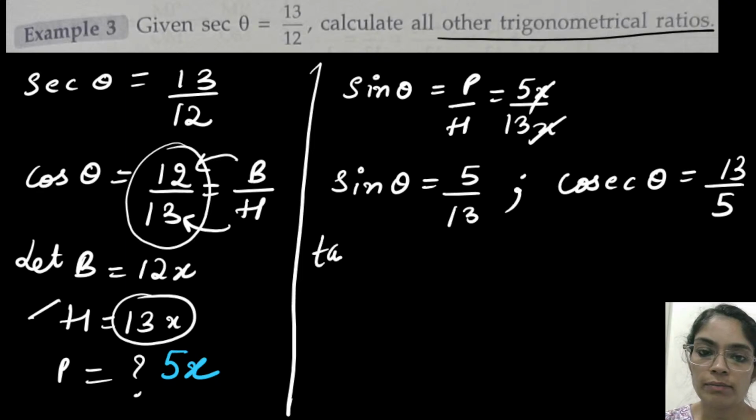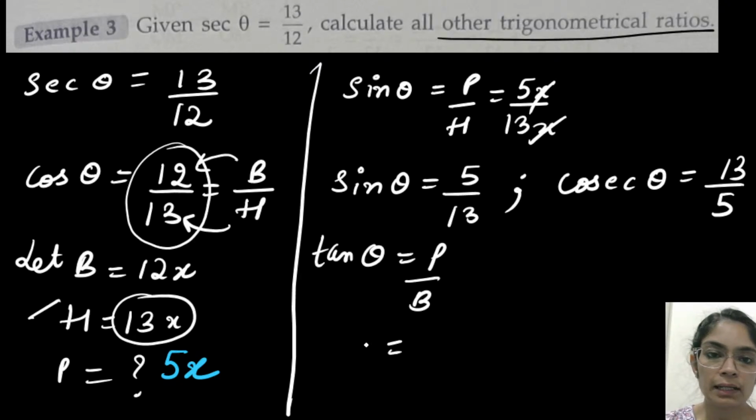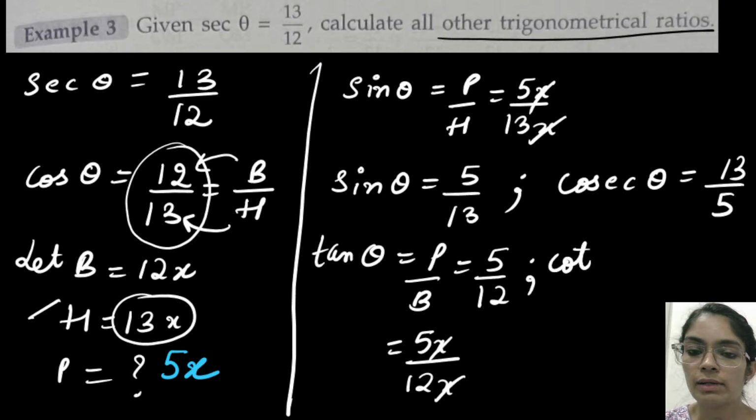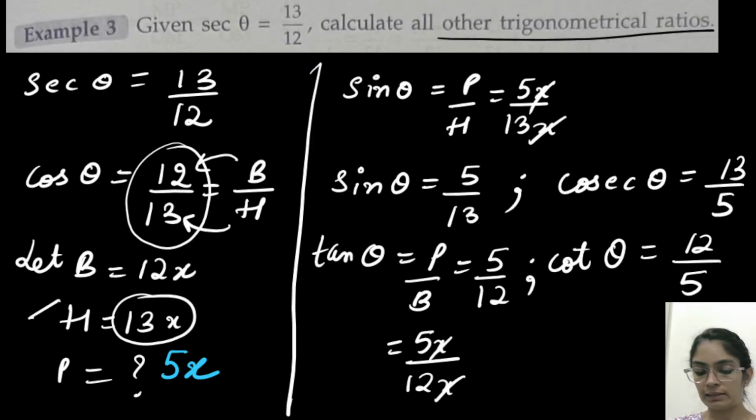Now tan theta we can find. Tan's formula is P by B. So we can substitute the values. Perpendicular is 5x, base is 12x. This will get cancelled. So 5 by 12 is the answer of tan. Its reciprocal is cot theta. So the reciprocal of 5 by 12 is 12 by 5, interchanging the numerator and denominator. So cot theta is 12 by 5. Yes, so we found the trigonometric ratios.